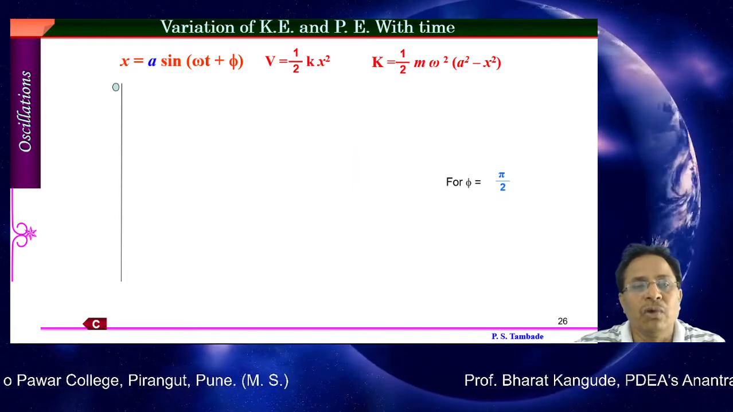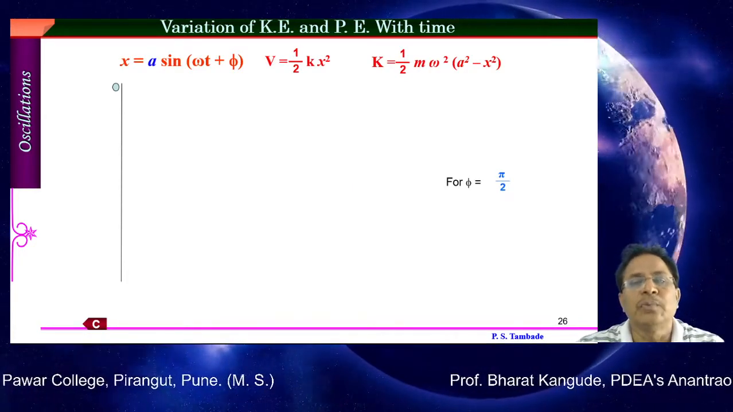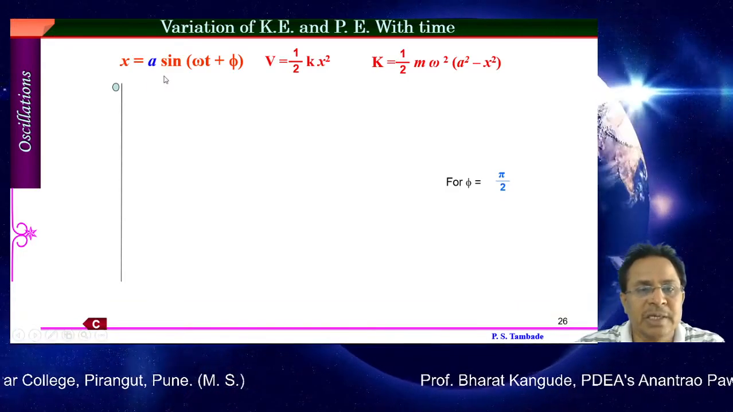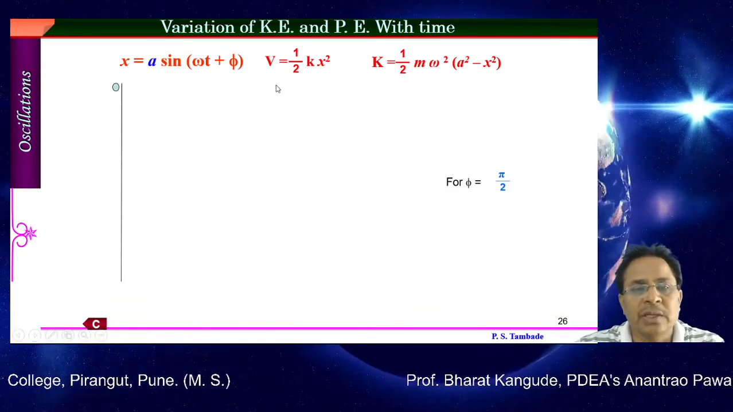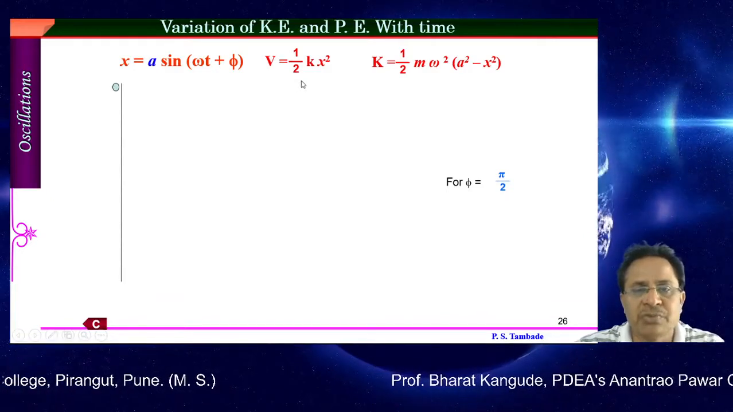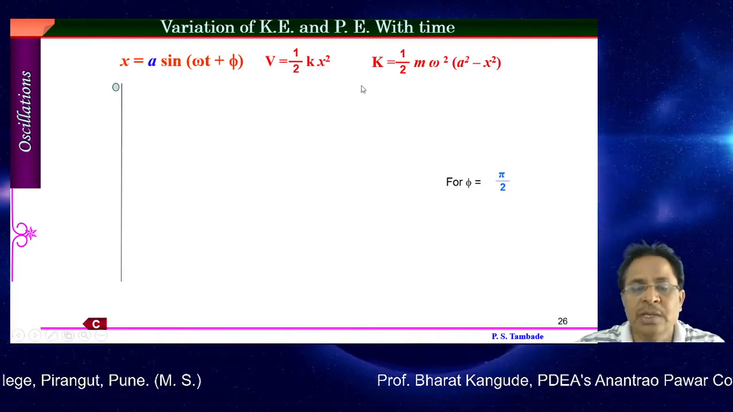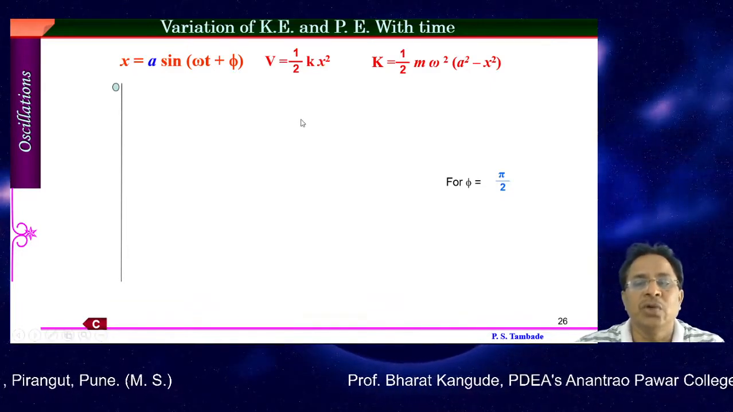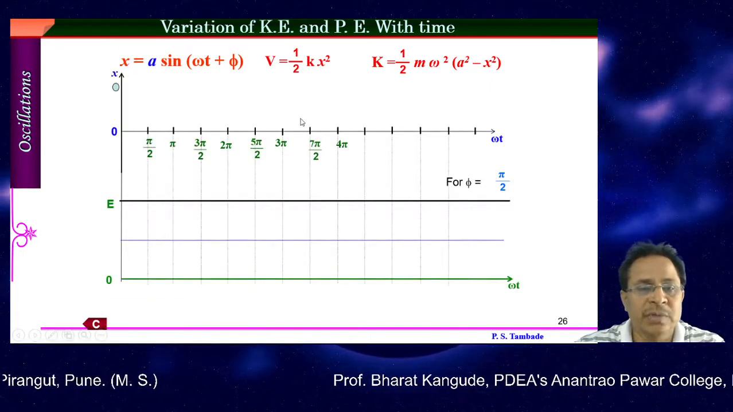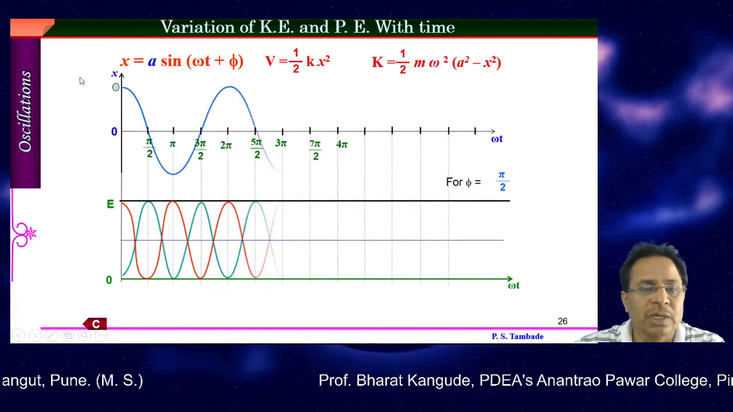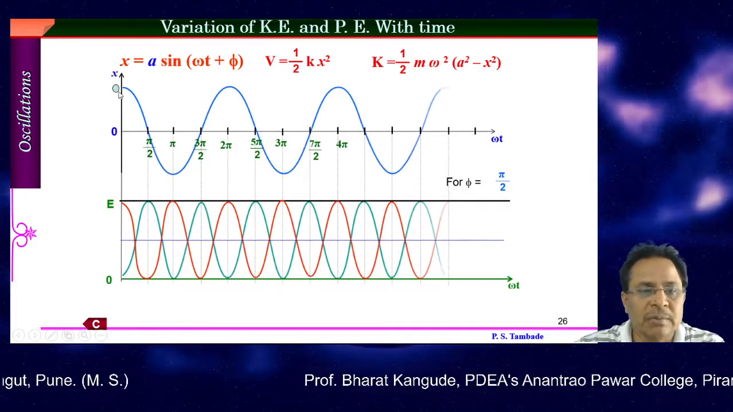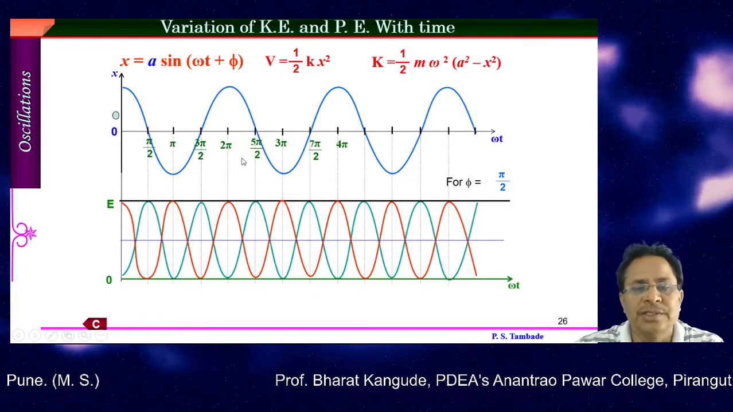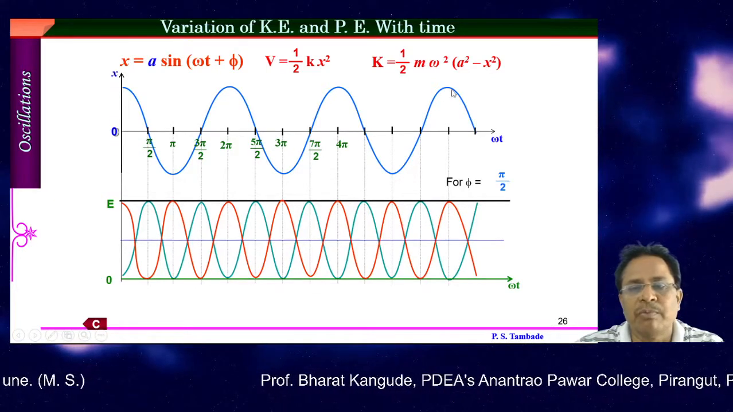Now we'll go for the variation of kinetic and potential energy with time. Now see the expression. The first expression is for displacement, A sin omega t plus phi. This is the expression for potential energy, 1/2 k x square. This is the expression for kinetic energy, K is equal to 1/2 m omega square into A square minus x square. Already we have seen. Now if I have this type of graph, this is how a particle oscillates between plus A and minus A, and this is the path it generates here.